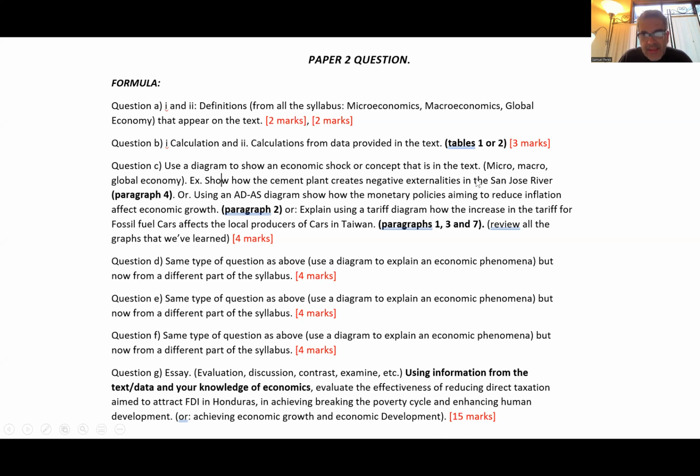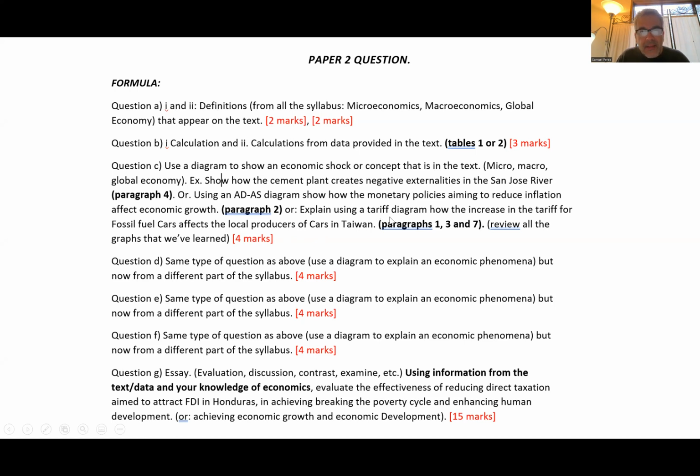Question C, they will ask you to use a diagram. I say usually because that's what we see as a norm. They will ask you to use the diagram. Again, it could be about any part of the syllabus. For example, it's externalities, or maybe show how fiscal policies have enhanced GDP, then you use just a macroeconomic diagram. So they will refer to a certain paragraph of the text, okay?